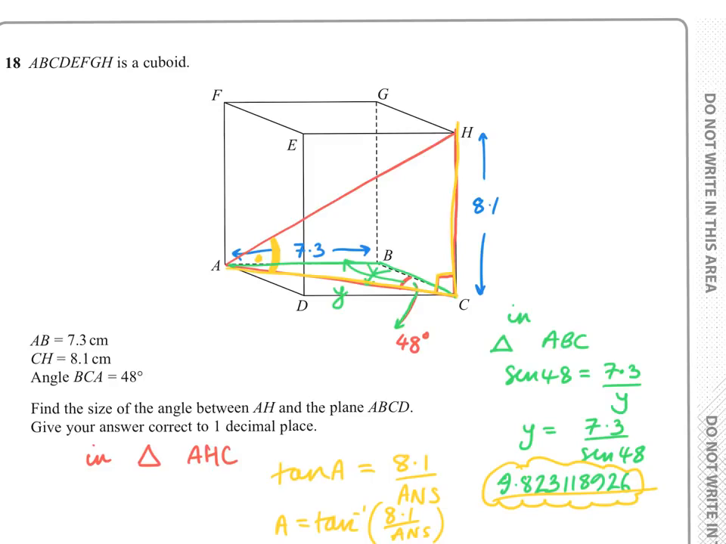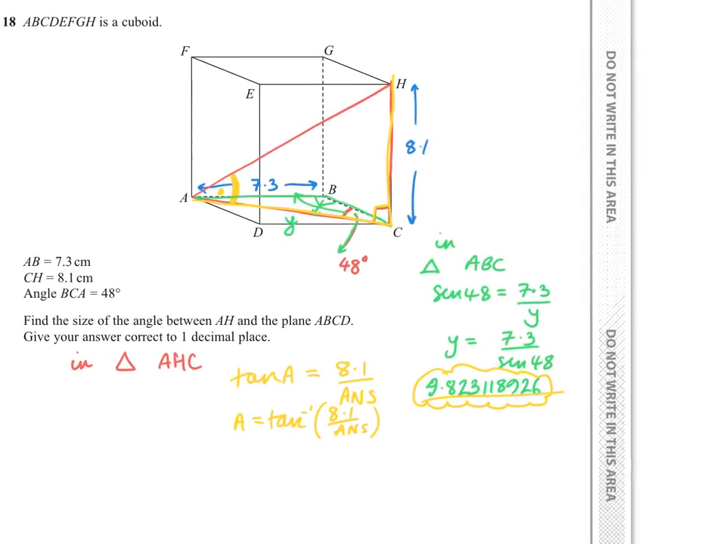And what I get is A is 39.50849231, but it wants it to one decimal place. So I'm going to write 39.5 degrees and put 1 dp in there.